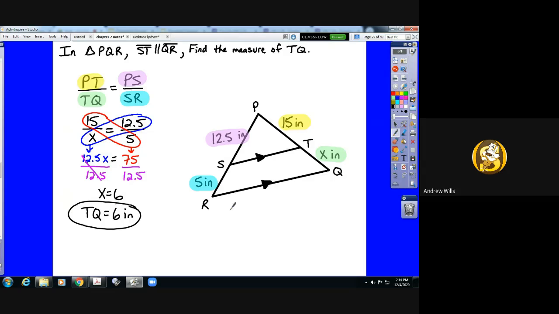Okay, so here's your chat bonus question. I'd like you to find the length of PQ. Type it in the chat. Find the length of PQ and type it in the chat. Remember that PQ is a length, so it should have units.